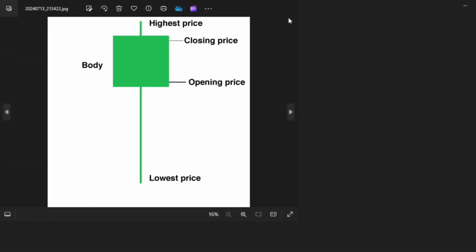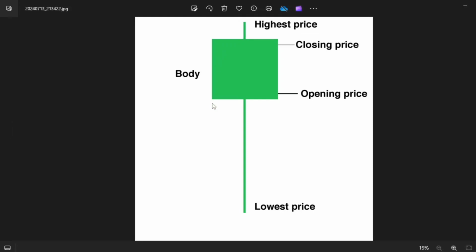Now, this is another different kind of candlestick, but the same principle applies: the highest price, the lowest price, the closing price, the opening price and the body. In this case you have a longer wick downward, which signifies buying pressure. If this candlestick is being formed on a support level, it shows you that the buyers are in charge. Because of what?